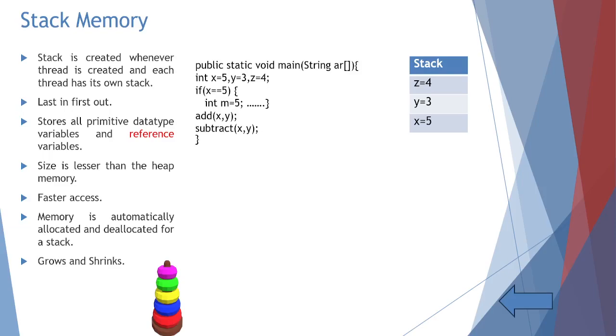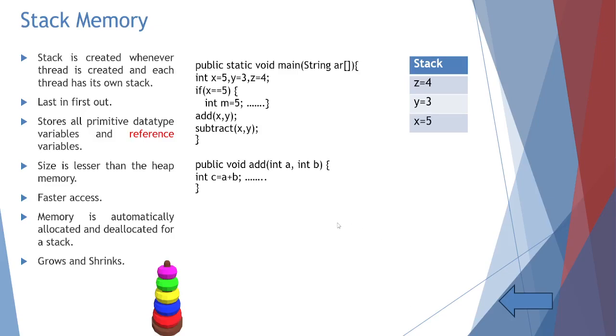Then let's assume there are 2 more statements. First statement calling add method followed by parenthesis and sending 2 parameters. Similarly, subtract method by sending x and y as parameters. What happens internally when add method is called? In the method area, public void add code is stored already and x and y are sent as parameters. X is sent to A, y is sent to B, and int C is equal to A plus B.